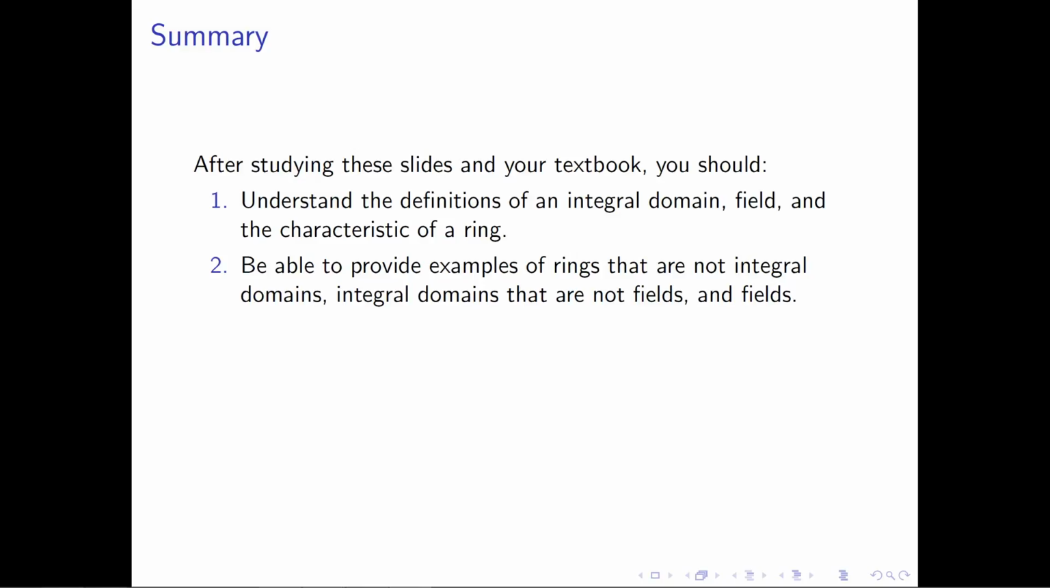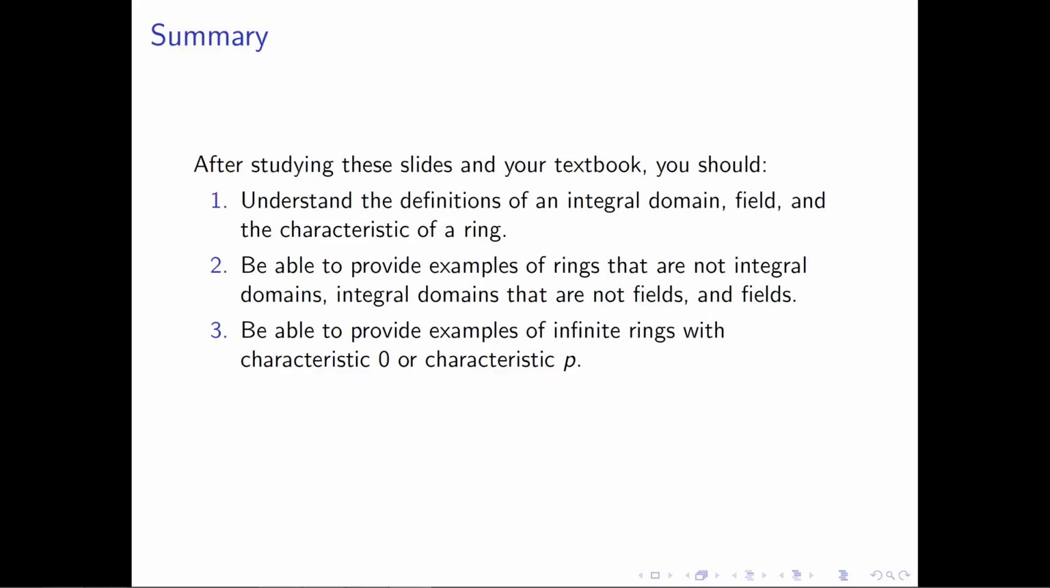So you should have something on this threshold. Here's something that's a ring; it doesn't happen to be an integral domain. Here's something that is an integral domain, but it doesn't happen to be a field, and then here's an example of a field. Having those examples at your fingertips is a good thing to have. The next thing I would hope you'd be able to do is provide some examples of infinite rings, both with characteristic 0 and with characteristic p.